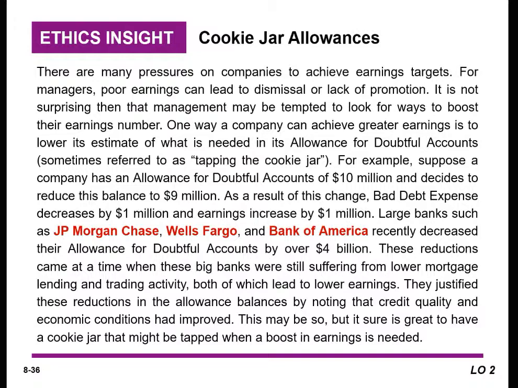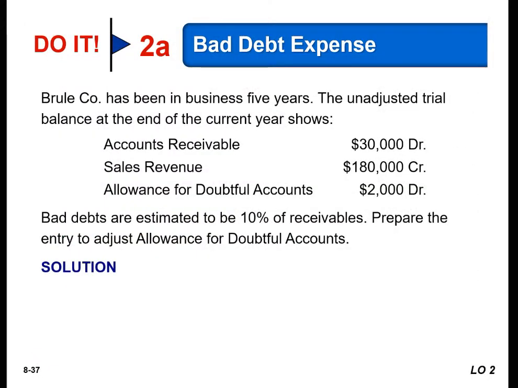We're going to look at another illustration on the bad debt expense from Brooks-Olk Company, who's been in business 5 years. Their unadjusted trial balance at the end of the current year shows they have an accounts receivable balance debit of $30,000. They had sales revenue of $180,000. And their allowance for doubtful accounts has a debit balance of $2,000. Remember, I told you that debit balance can happen. And what that means is that in that period, there have been more write-offs than the allowance estimation had. So the actual write-offs have been higher.